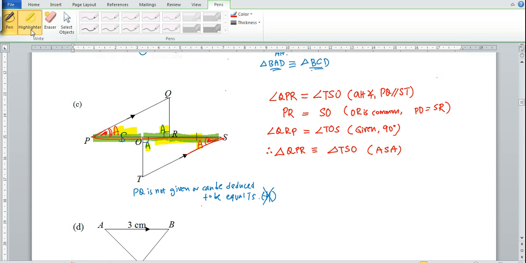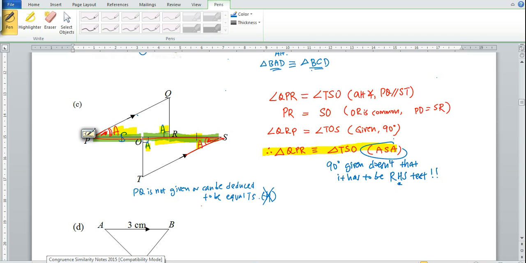Now, there is an important lesson learned here for this question. Let's write down here: 90 degrees given doesn't mean that it has to be the RHS test to be used. It doesn't mean that, because in this case the H is the missing link. There is no given info directly that PQ is equal to TS. So this is a note here. The R in this case is just an angle.